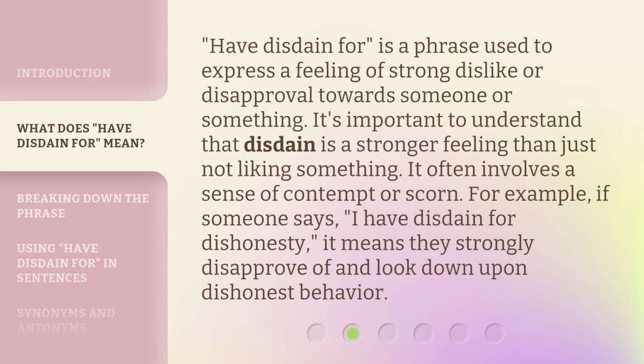"Have disdain for" is a phrase used to express a feeling of strong dislike or disapproval towards someone or something. It's important to understand that disdain is a stronger feeling than just not liking something. It often involves a sense of contempt or scorn. For example, if someone says, "I have disdain for dishonesty," it means they strongly disapprove of and look down upon dishonest behavior.